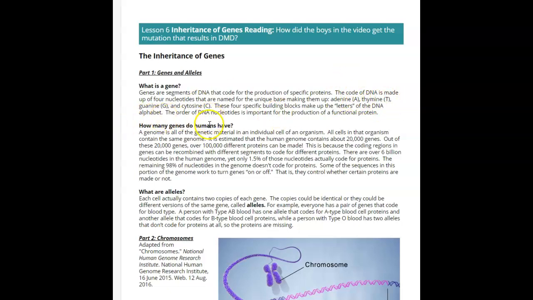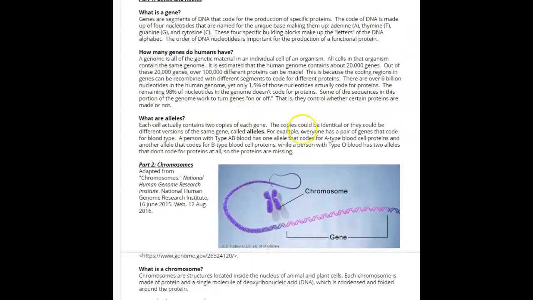The order of the DNA nucleotides is important for the production of a functional protein. So there are these 4 letters, and those letters make up the code of the DNA, and specific patterns of those letters give you the exact what the DNA says. How many genes do humans have?